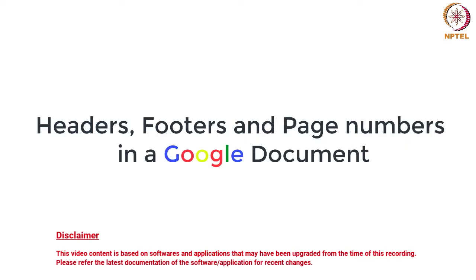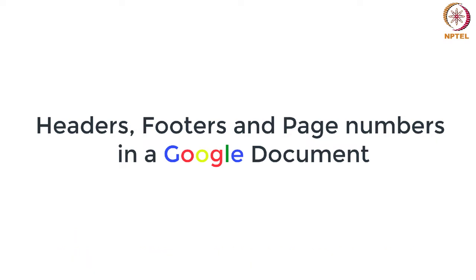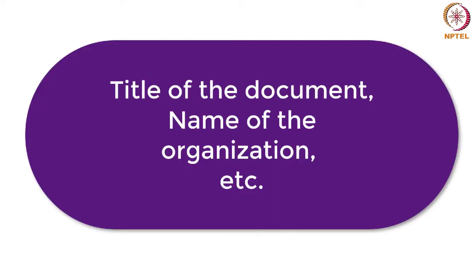In this video, we will see how to add header, footer and page numbers to Google Documents. To make a Google document look more professional, you could add headers and footers and also include page numbers in it. Headers and footers are very useful when you want a certain detail to appear on every page of the document, such as the title of the document, name of the organization, etc.